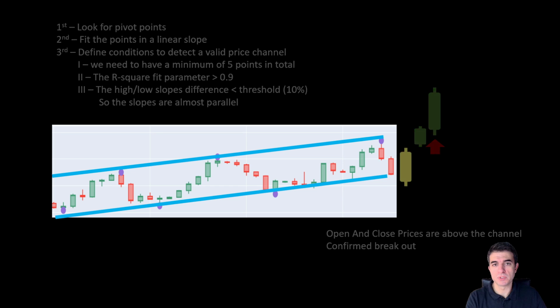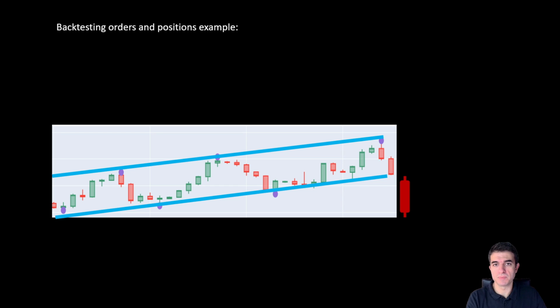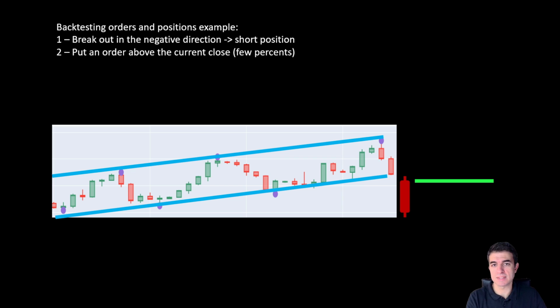Now we need to put all of it together to make a sample strategy that we can backtest. Let's take this bearish breakout as an example. Since it's a bearish breakout, we will only consider opening a short position, but we will not do this immediately when the signal is detected. Instead, we will put a sell order a bit above the current closing price where the signal is occurring. And by a bit, I mean within a few percent of the current price. It's around this green line that we can see in this example.